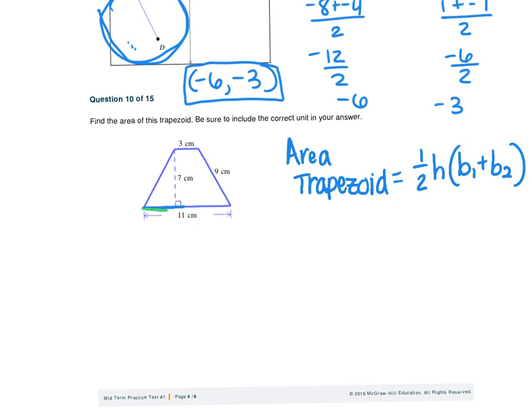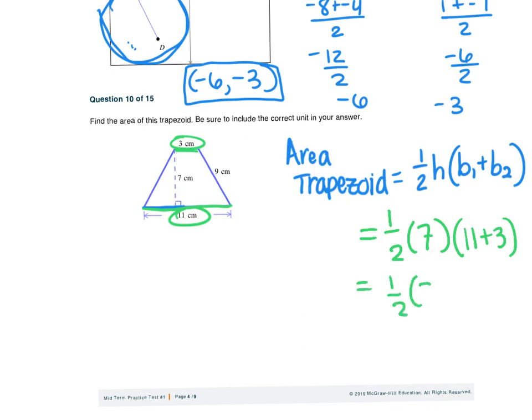So we'll have a base here, which will be 11, and our other base, which will be 3. Because if I look at these 2 sides, and these continue to go, they will eventually cross, okay? And then my height, it'll typically have a dashed line, and it'll form that right angle. So now I'm just plugging in what I know into my formula. I have 1/2 times 7 times 11 plus 3. And if I simplify that, that's 1/2 times 7 times 14.